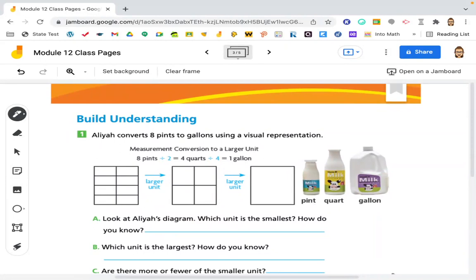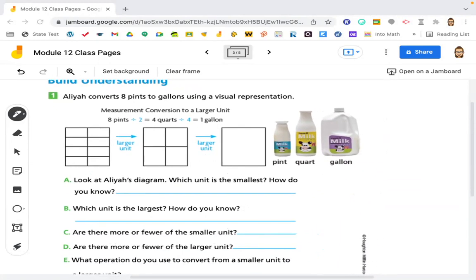So next it says, Aaliyah converts 8 pints to gallons using a visual representation. Measurement conversion to a larger unit. So we have 8 pints divided by 2 is going to give us 4 quarts, divided by 4 is going to give us a gallon.